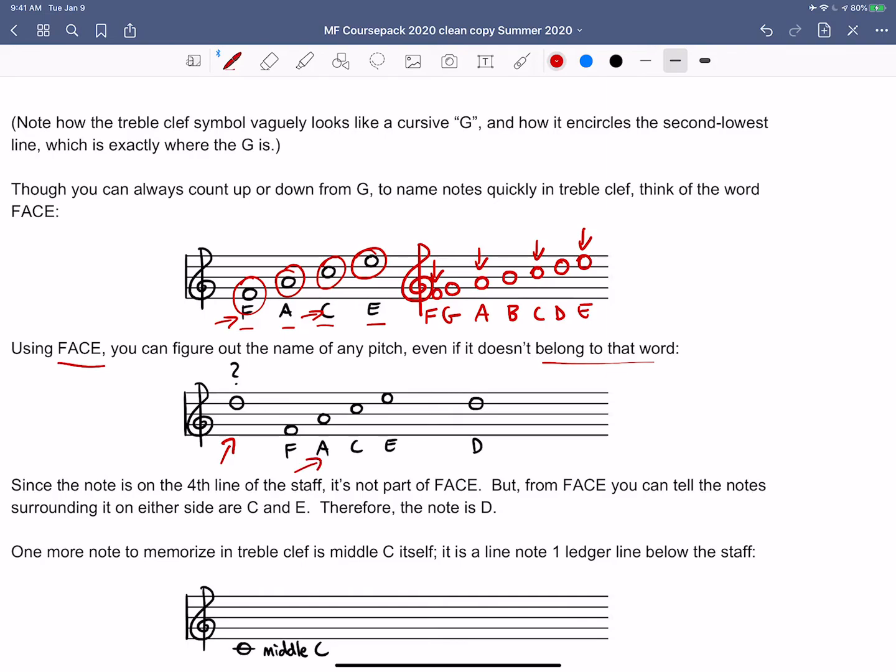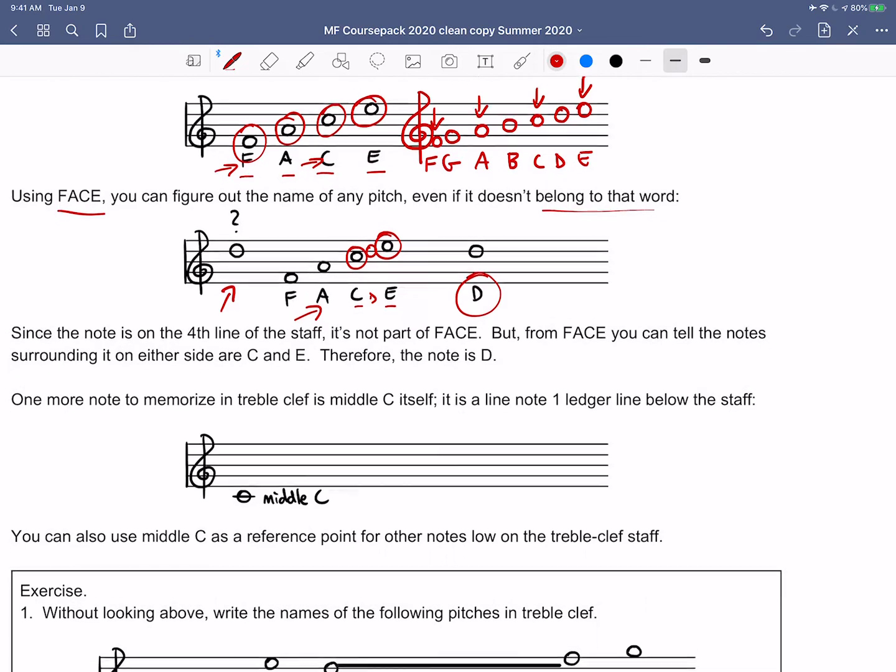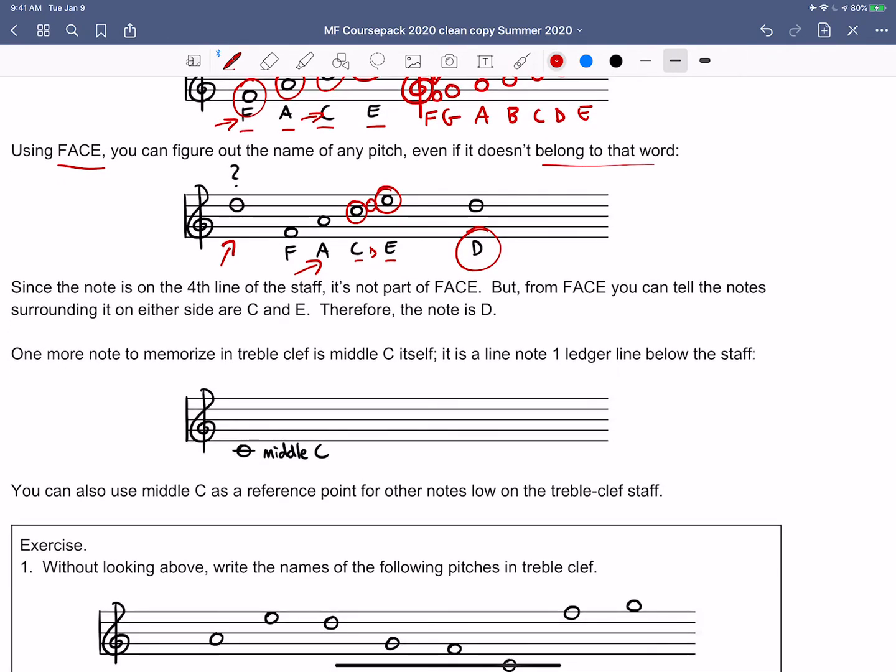Well, we know here, this is FACE. Well, doesn't it look like it's in between that note and that note? Well, if it's in between C and E, well, certainly in musical alphabet terms, it's got to be the note D. So there's your answer. Pretty quickly found, I might add, because you knew FACE and you could use that to your advantage.